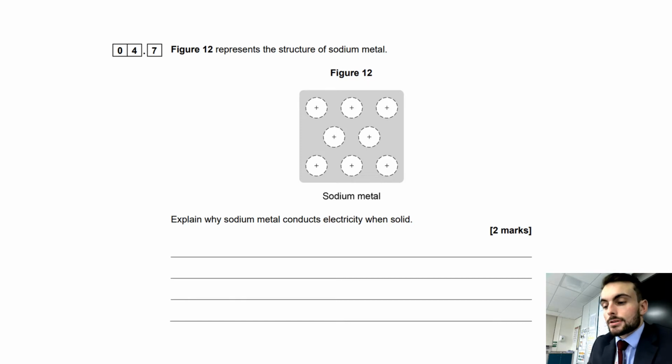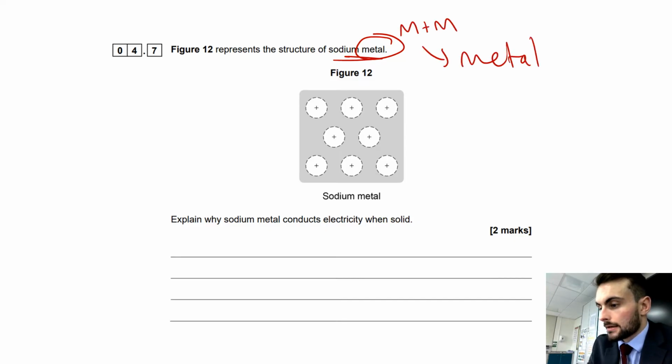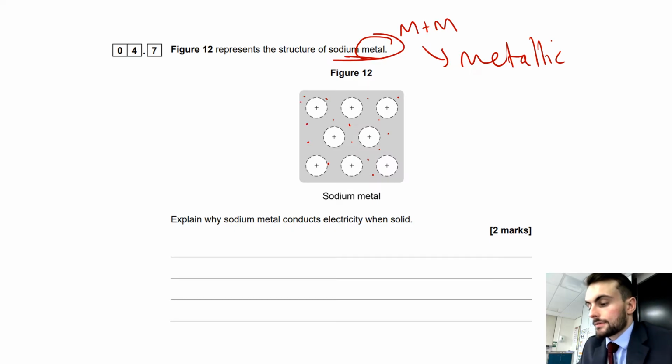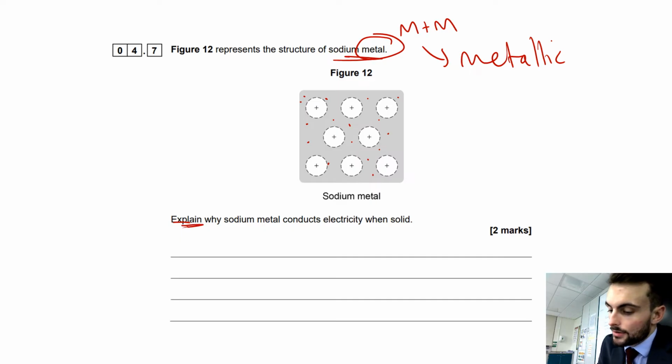Figure 12 represents the structure of sodium metal. So we're talking about sodium metal, we're talking about metal plus metal, we're talking about metallic bonding. And straight away when you're thinking about metallic bonding, you're thinking about the metal ions, you're thinking about delocalized electrons floating throughout the structure. That gives us a hint as to what we might need to talk about afterwards. So explain why sodium metal conducts electricity when solid.